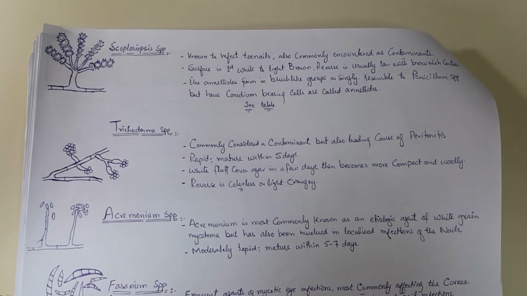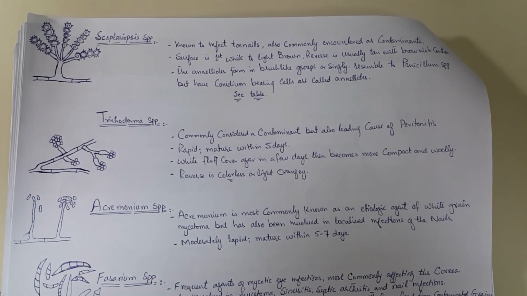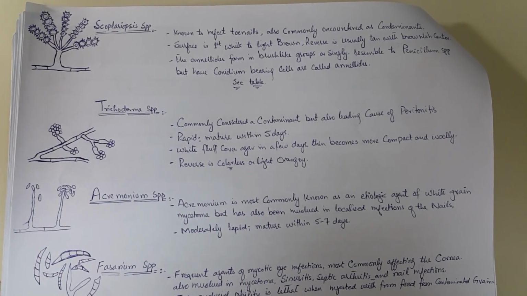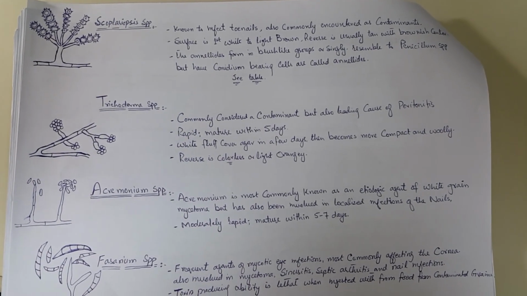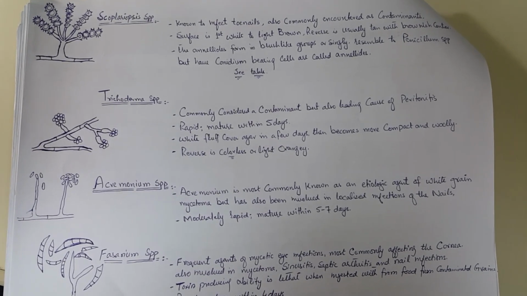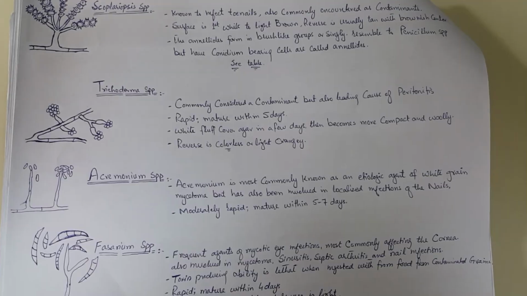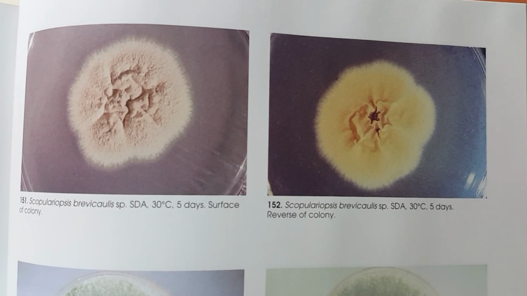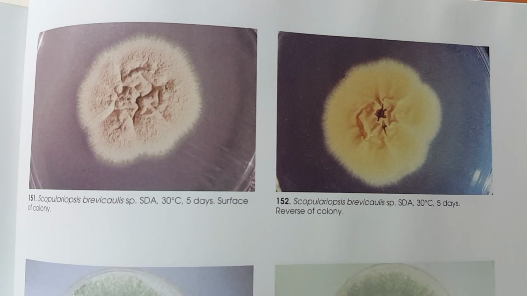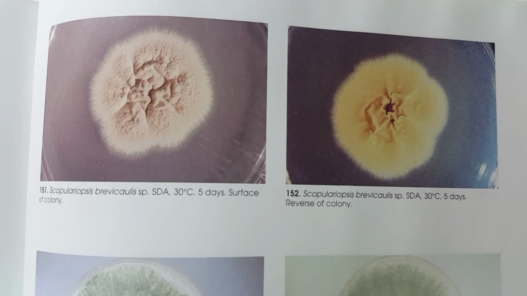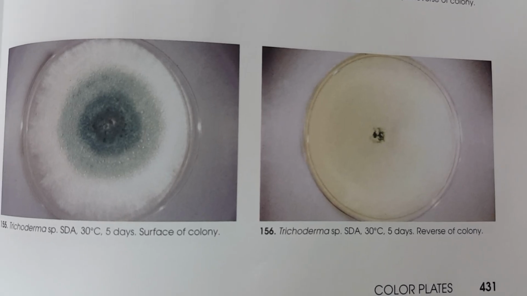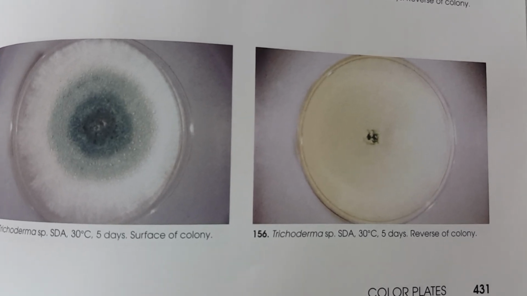Trichoderma species are commonly considered contaminants but are also a leading cause of peritonitis. They mature rapidly within 5 days, with a white fluffy growth that covers the agar in a few days and then becomes compact and woolly. The reverse is colorless or light orange. This is Scopulariopsis species, surface and reverse colony. This is Trichoderma species, reverse and surface colony on SDA.